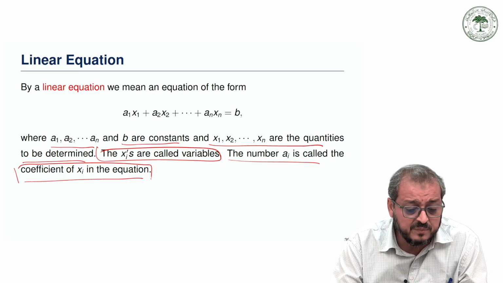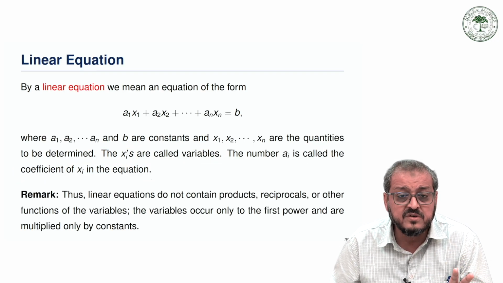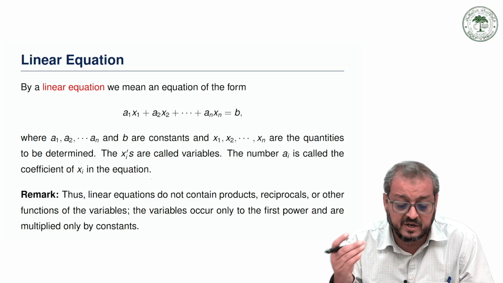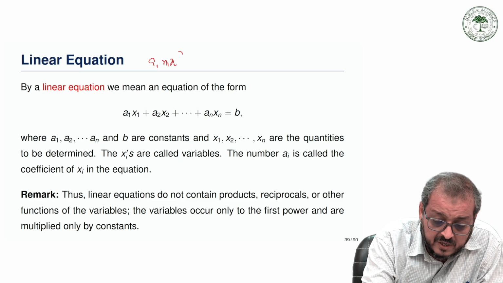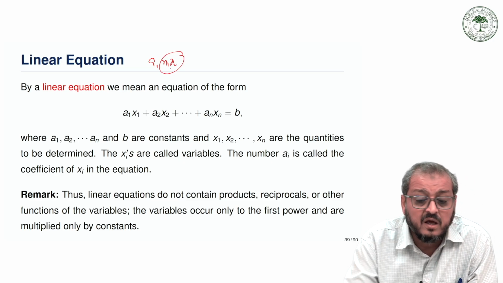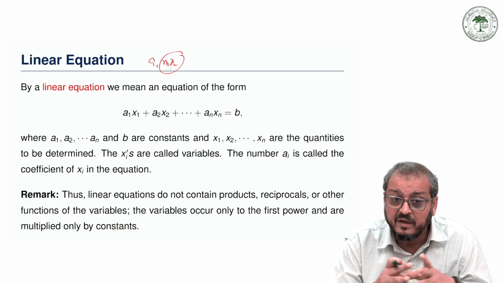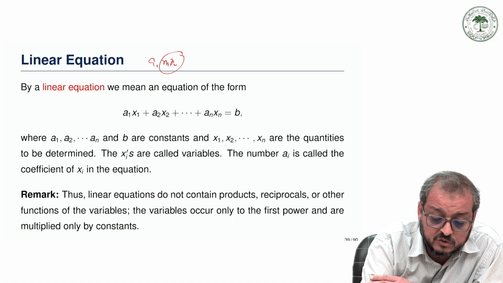The word linear means we only have the linearity condition satisfied. A linear equation does not contain products. That means a1 x1 x2 is not linear, because the degree is equal to 2, but in a linear equation the power is only 1. If we take a product of these two, it is not linear.